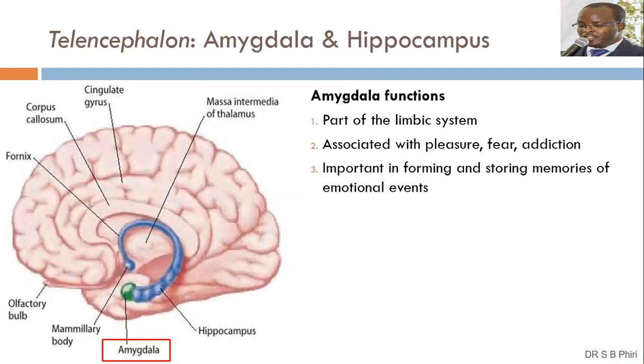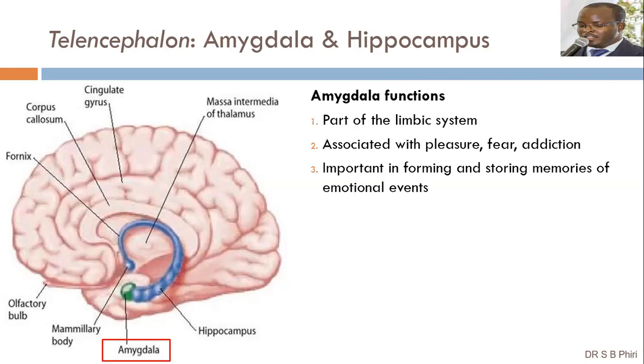What is the function of the amygdala? The amygdala is part of the limbic system, and is associated with pleasure, fear, addiction, and is important in forming and storing memories of emotional events. So the amygdala is involved in emotions. That's why, when you're looking at the special senses, the sense of smell is also linked to the amygdala. There are certain neurons, the olfactory nerve fibers, that project to the amygdala and contribute the emotional part of the sense of smell.